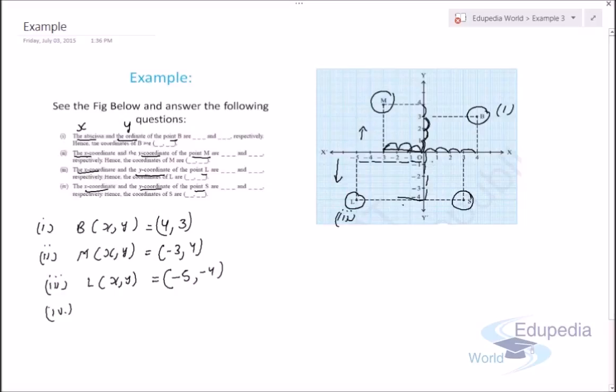Now clearly, in point S, the x is in a positive direction and y is in a negative direction. So in S, x should be positive and y should be negative. The x part is 1, 2, 3, so x is 3 units, and y is 1, 2, 3, 4, so y is minus 4. This is how we can use the Cartesian system to locate a point.